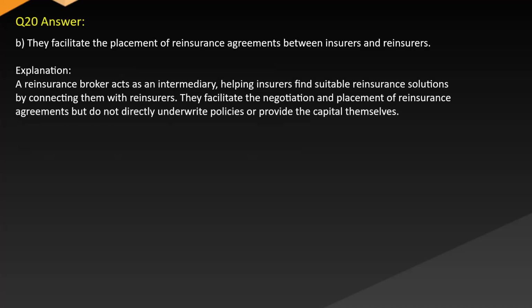Answer B. They facilitate the placement of reinsurance agreements between insurers and reinsurers. Explanation: a reinsurance broker acts as an intermediary, helping insurers find suitable reinsurance solutions by connecting them with reinsurers. They facilitate the negotiation and placement of reinsurance agreements but do not directly underwrite policies or provide the capital themselves.